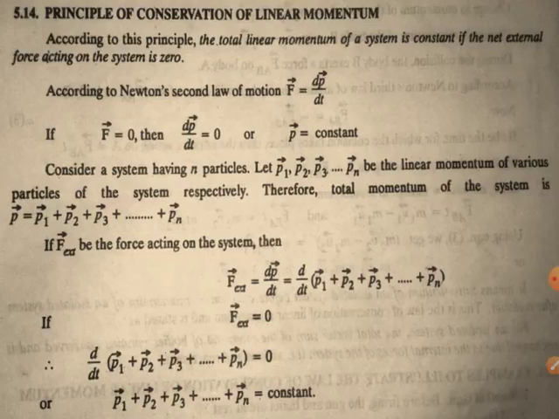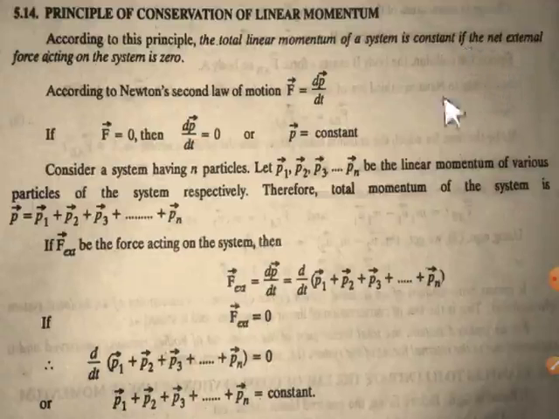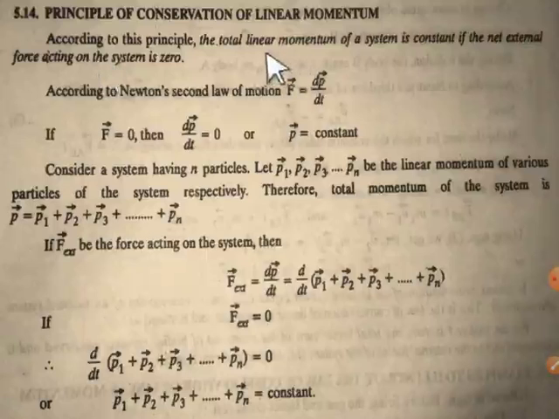Now let's try to state the principle of conservation of linear momentum, and at the same time we will try to prove it. According to the principle of conservation of linear momentum, the total linear momentum of the system is constant if the net external force acting on the system is 0. That means if there is no external force acting on the system, then the total linear momentum of the system remains constant, or you can say conserved.